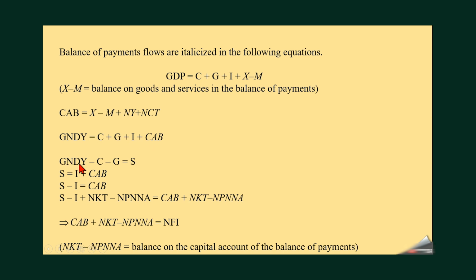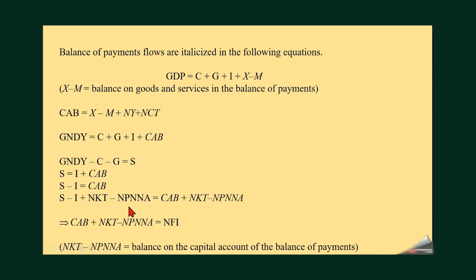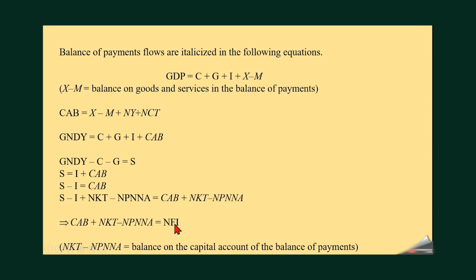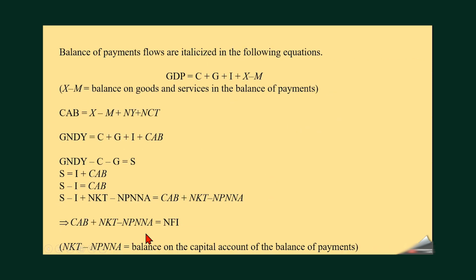Now, gross national disposable income minus consumption and government expenditure is the savings for the economy. And as we know, savings minus investment is the current account balance, or if we add net current transfers and net capital transfers and the net change in the purchase of non-produced non-financial assets, we get an equation: current account balance plus NKT, that is net capital transaction, and net purchase of non-produced non-financial assets must be equal to the NFI, or the net foreign investment in the economy.